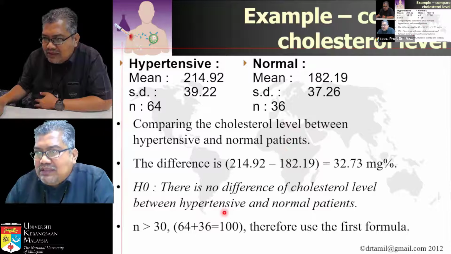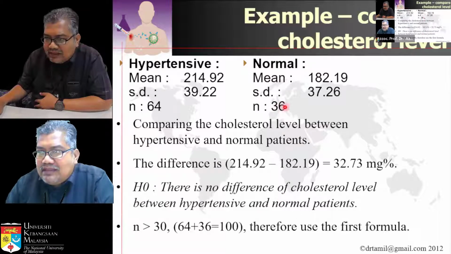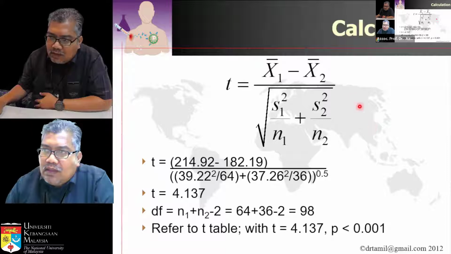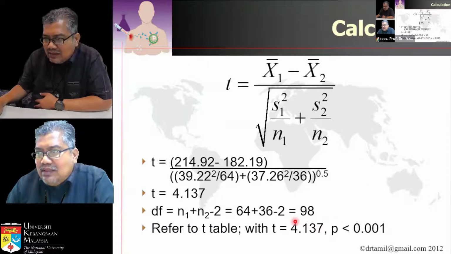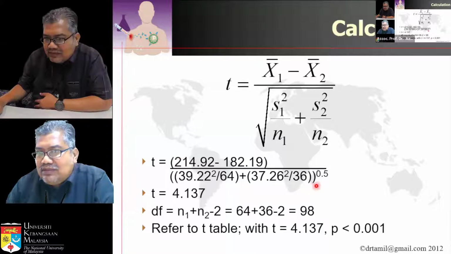So we have the null hypothesis: no difference of cholesterol level between the hypertensive and normal patients. And since the sample size is about 100, you can use the first formula. And this is how it is done. You calculated it manually. And yes, the result came back. The t-value is 4.137. 4.137 is larger than 1.96. So therefore, you know already that the p-value will be significant.